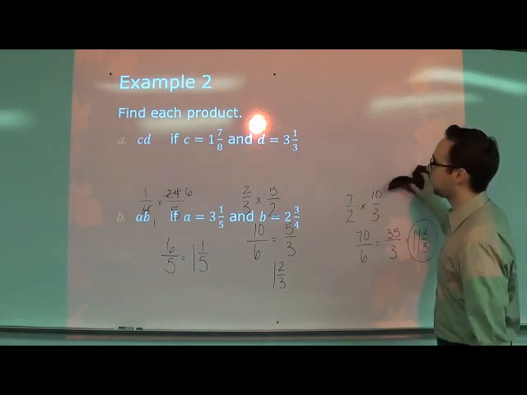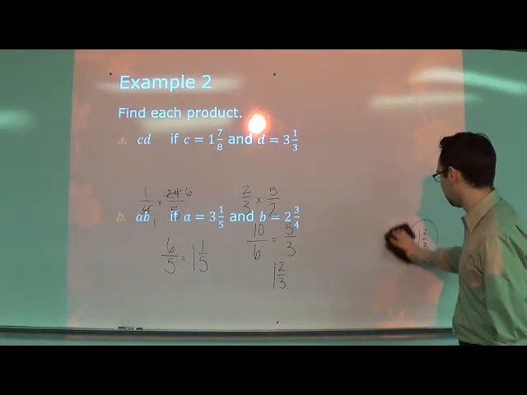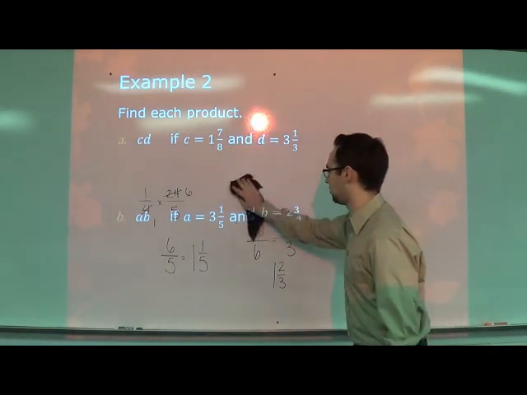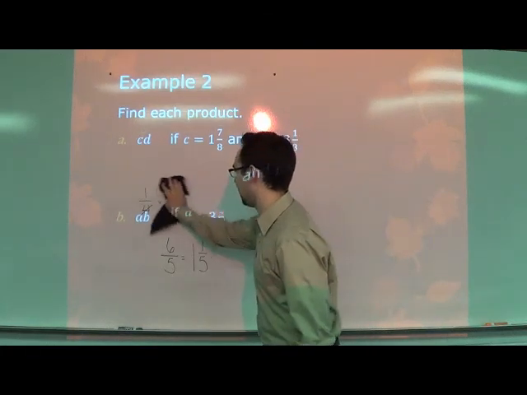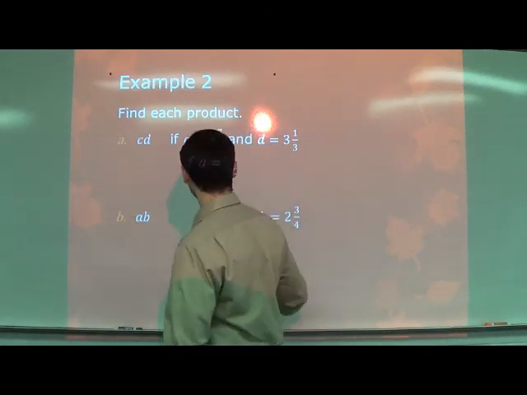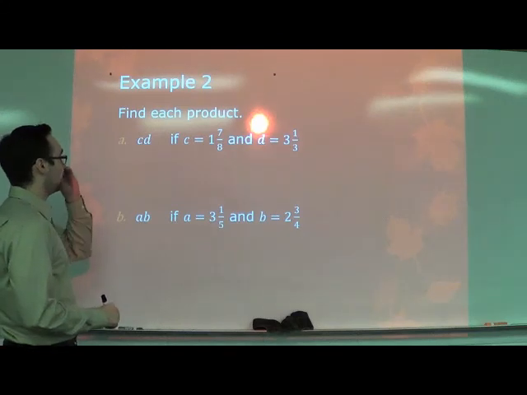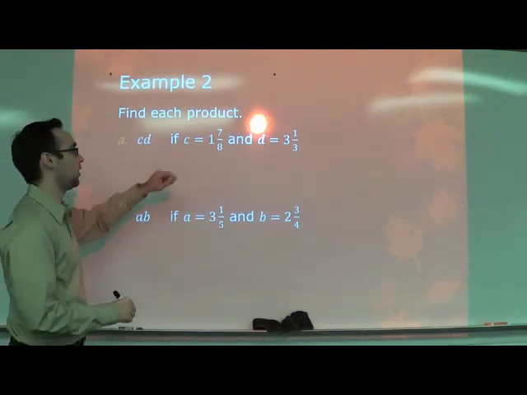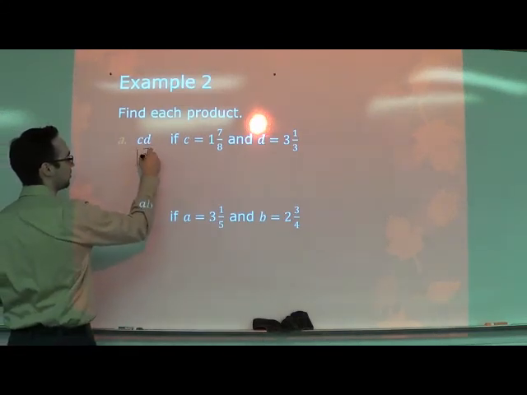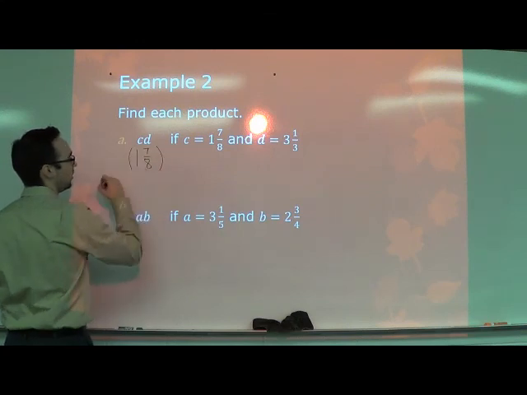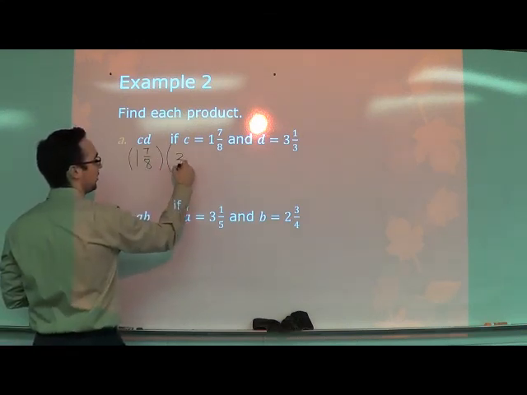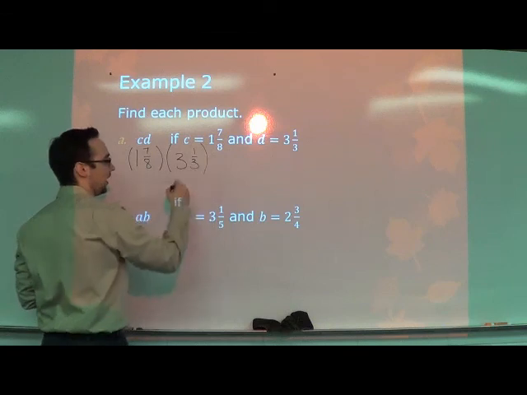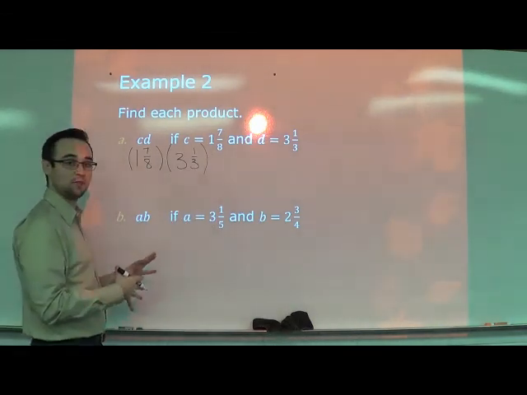So let's go ahead and take a look at doing some of these algebra ones. Here all we're doing is substituting in, otherwise it's the same exact thing. So we have C times D, where C is 1 7/8 times D, which is 3 1/3. Again, make them both improper fractions.